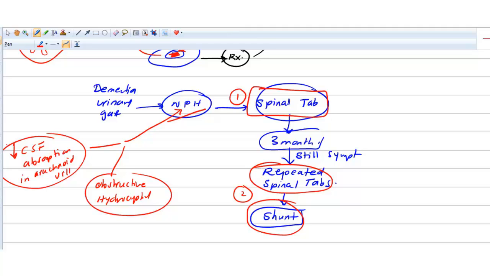Okay, and what you will always see as investigations is CT and MRI. I didn't mention CT and MRI here because I think it just makes sense. All of them are diagnosed with CT and MRI, and you will see the whole ventricles just dilated, all over. Any question before I go further? No questions? Are you fine?